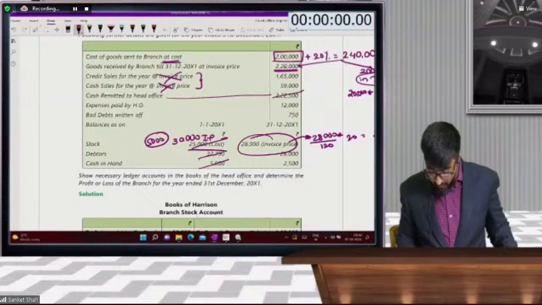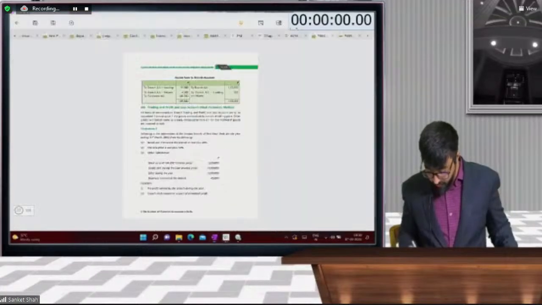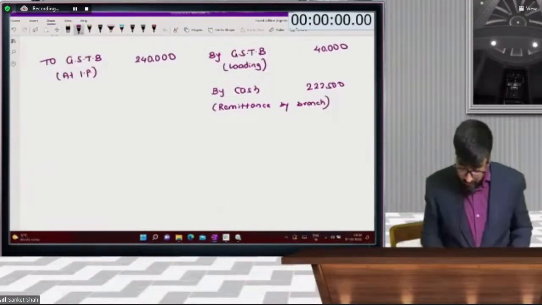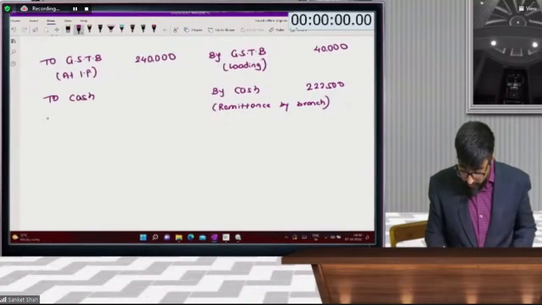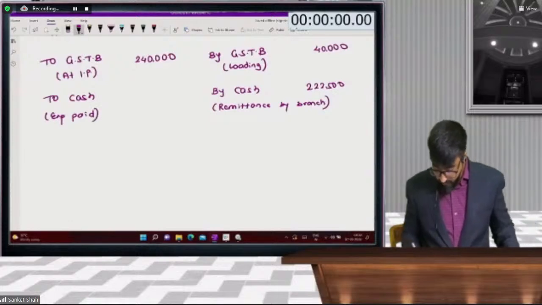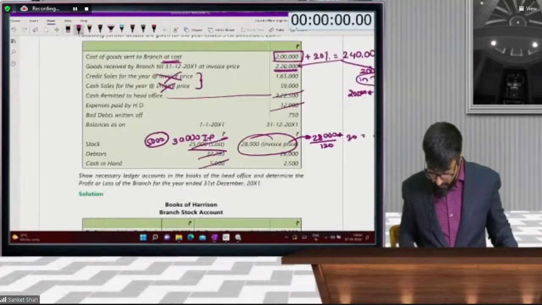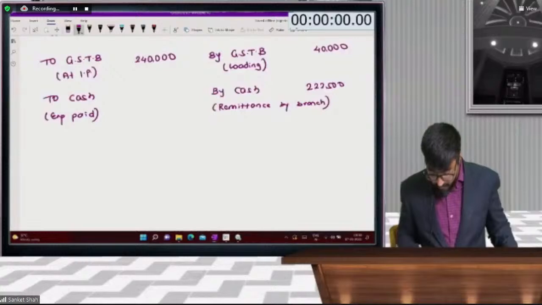Cash remittance over. Expenses paid by HO. Expenses paid by HO means branch account debit to cash. Expense paid. We are thinking from the angle of HO. How much? 12,000, 12,000.